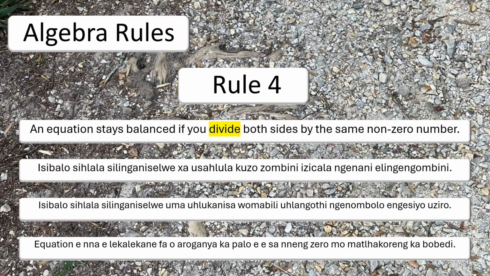Rule number 4. An equation stays balanced if you divide both sides by the same non-zero number. This video is going a little bit long because it's an introduction to the unit. In the future, videos will be not longer than 15 minutes when we look at examples. Once again, there are the different languages to explain the rule. Let's look at an example.